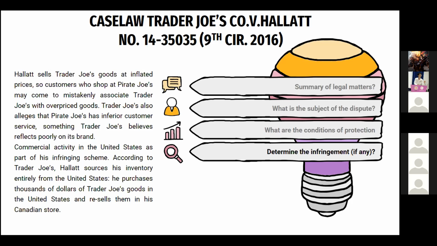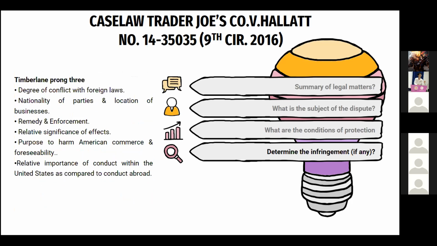And the timeline of wrongdoing. The first is the degree of conflict with foreign laws. Second is the nationality of the parties and location of business. Third is remedy and enforcement. Fourth, the relative significance of the effect. Fifth, the purpose to harm American commerce and foreseeability. And finally, the relative significance of the conduct within the United States compared to the conduct abroad.